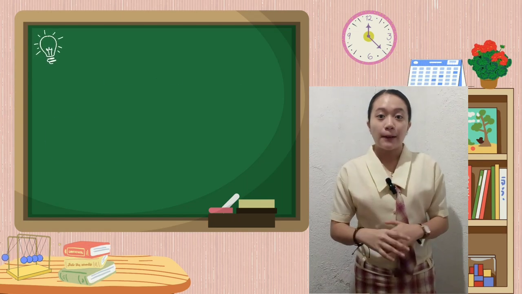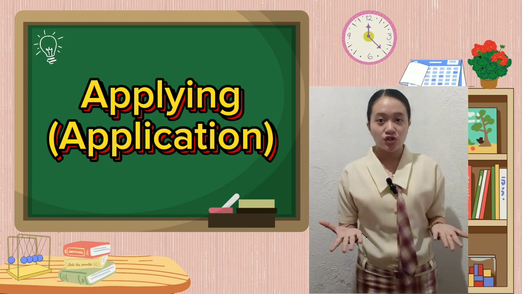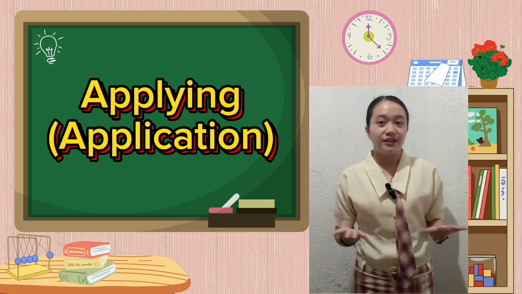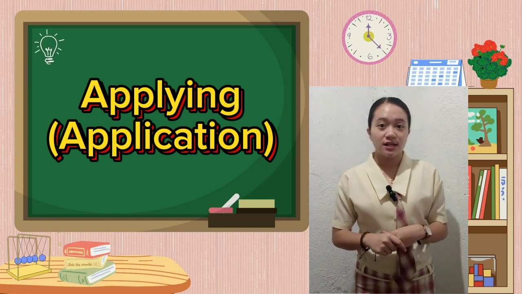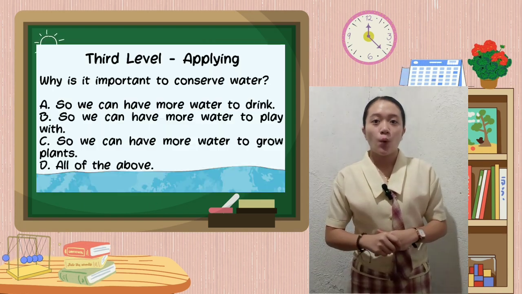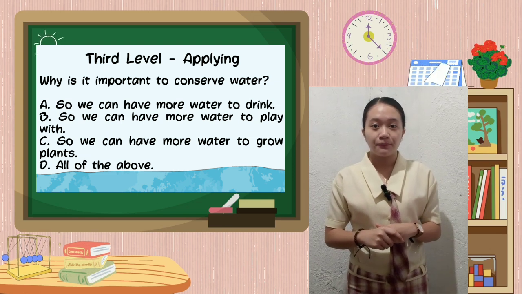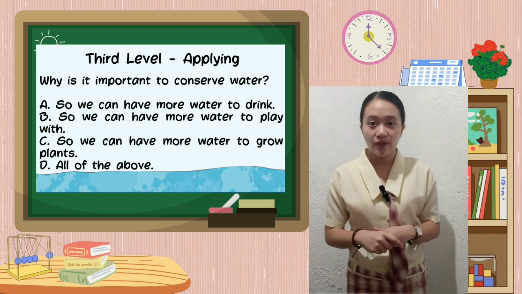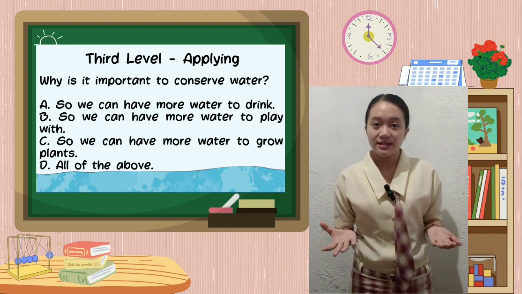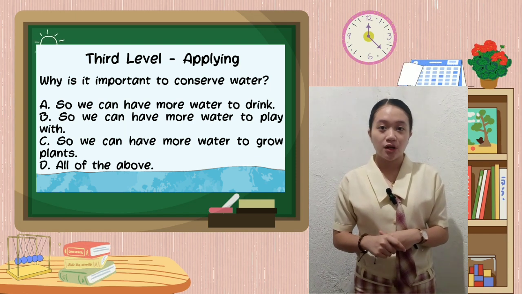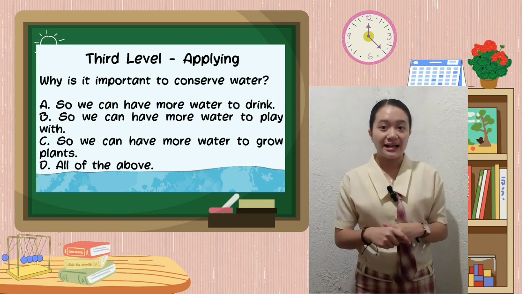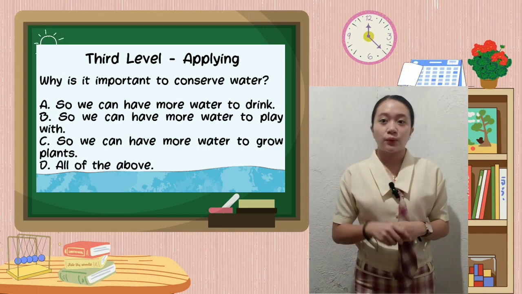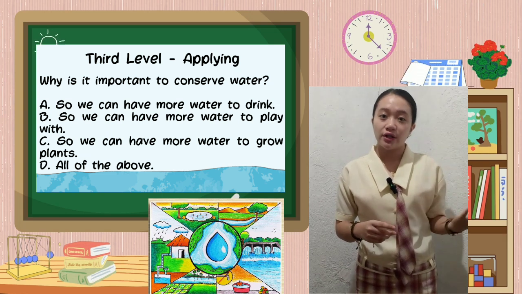So the third one is applying or application. So these questions ask students to use their knowledge in a new situation or context. They often involve solving a problem or applying a concept to a real-world scenario. So, why is it important to conserve water? A. So we can have more water to drink. B. So we can have more water to play with. C. So we can have more water to grow plants. Or D. All of the above. So, these questions ask students to apply their understanding of the water cycle to a real-world issue, recognizing the importance of the water for various purposes.